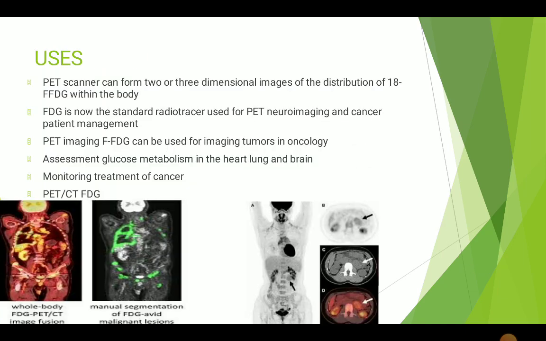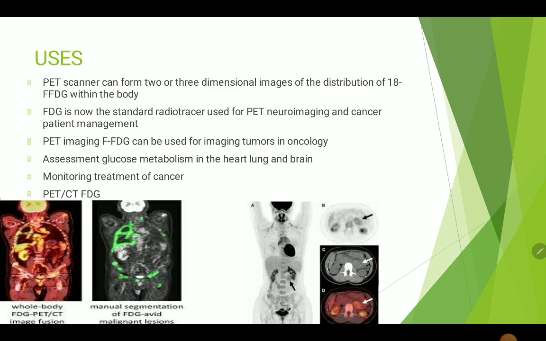Before we go further, I would take you through the uses of FDG PET scans in radiology. These are used to form 2 or 3 dimensional images of the distribution of uptake of 18FDG within the body. It is a standard radio tracer used for PET scanning in neuroimaging and cancer patient management. PET imaging with FDG can be used for imaging tumors in oncology. It is also used to assess glucose metabolism in the heart, lungs, brain, and other organs of interest. It is also used to monitor the treatment of cancer.